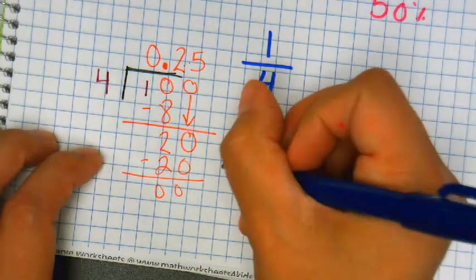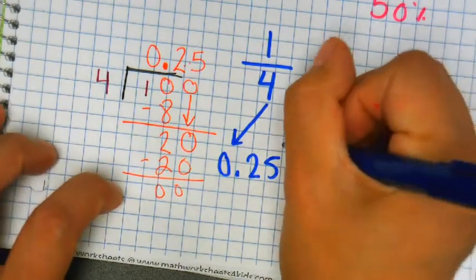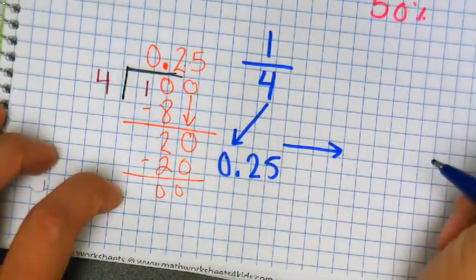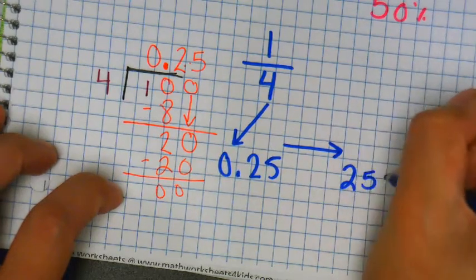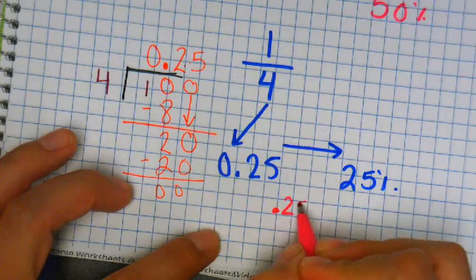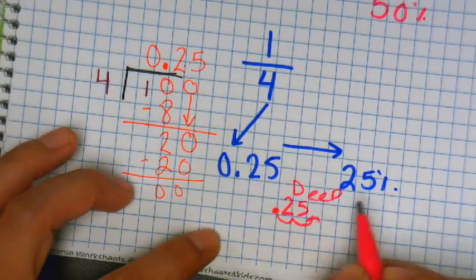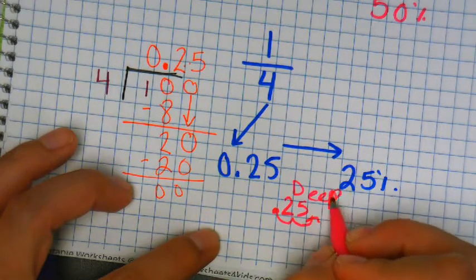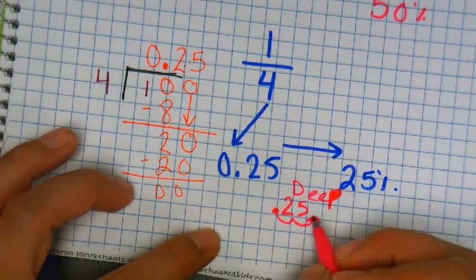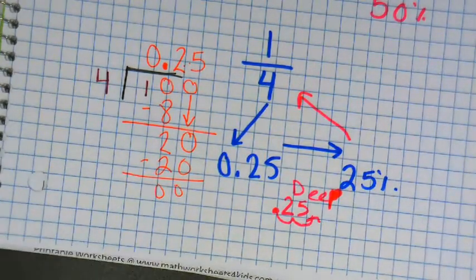So our decimal is 0.25. What is our percent? 25%. How do I do that? Again, you just take your decimal and you move it 2 times to the right. 1, 2, and that gives us our percent. Maybe your teacher taught you that last year. Maybe she did not. I don't know.